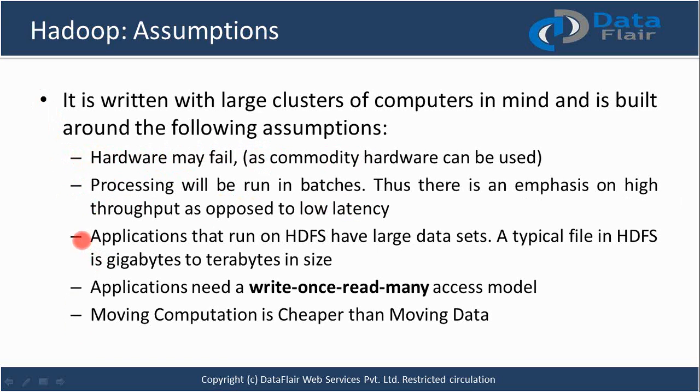Applications that run on HDFS have large data sets. A typical file in HDFS is in the range of GBs to TBs. Hadoop is optimized, pretty much fast, for large volumes of data. It's developed for big data only.